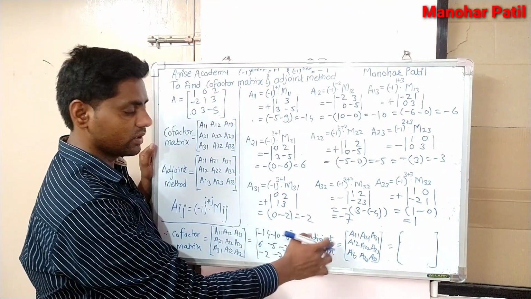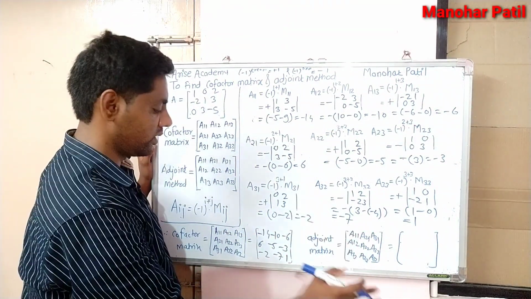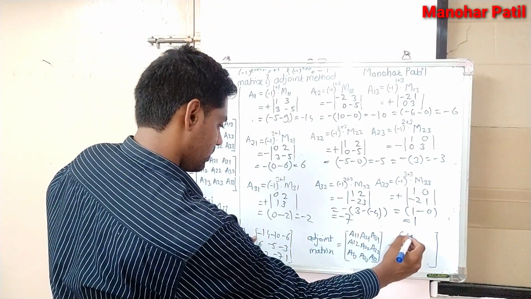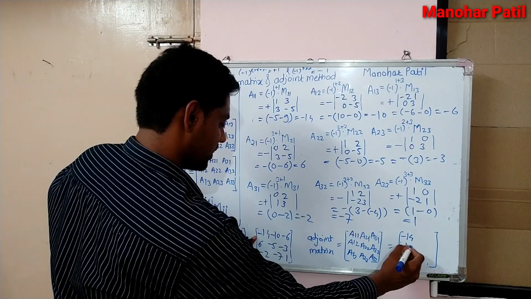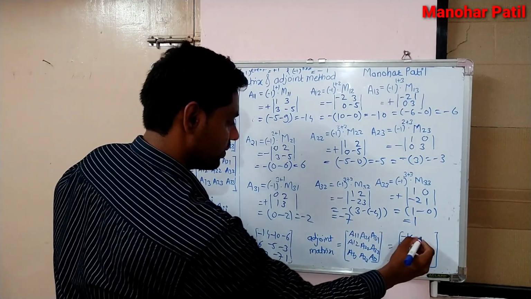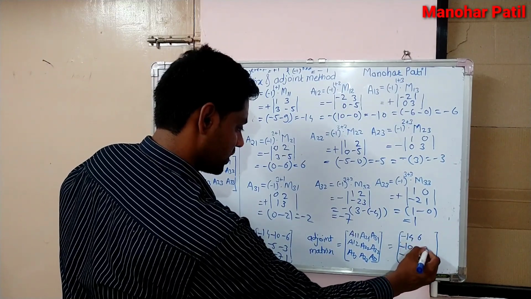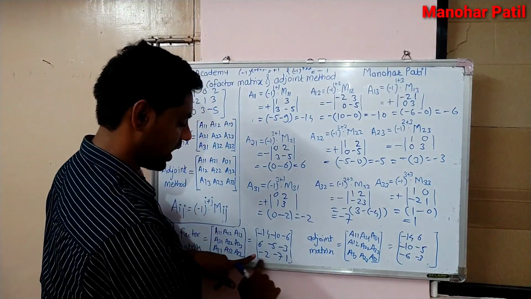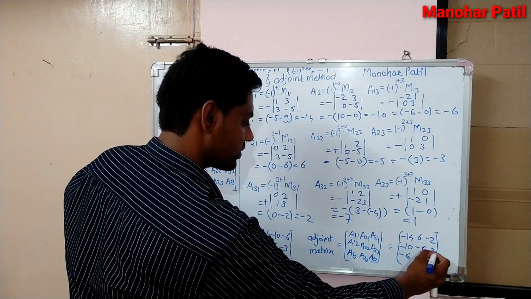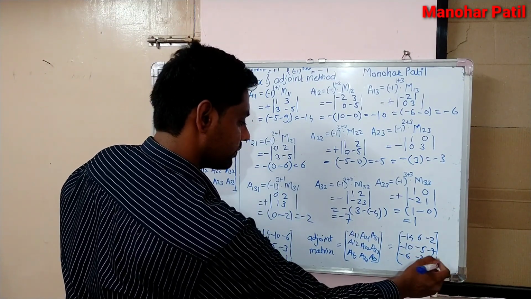The adjoint matrix is nothing but the transpose of the cofactor matrix. So here we write down minus 14 minus 10 minus 6. Write R2 becomes C2. So 6 minus 5 minus 3. Write down R3 becomes C3. So minus 2 minus 7 1.